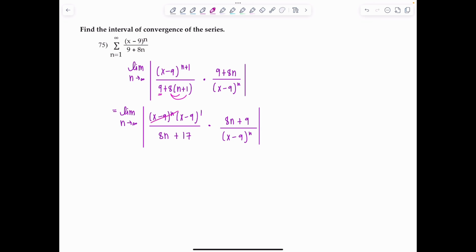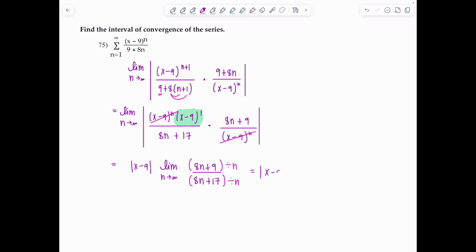Okay, so (x minus 9) to the n cancels, and then that's it, sadly. So we can take absolute value of x minus 9 out of the limit because it doesn't involve n. And then just focus on the limit as n goes to infinity, and we don't need absolute value on this portion because n isn't going to be negative, so we're good. All right, to take this limit, we can divide by the highest power of n in the denominator, which is just n to the first.